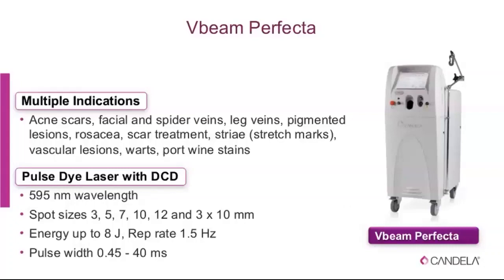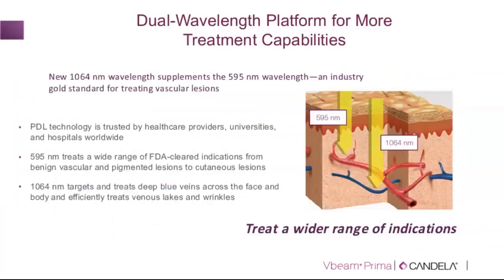So what is different then, since we have the Vbeam Perfecta? Well, so now moving on to the Vbeam Prima. One of the first differences between the Prima and the Perfecta is the addition of the 1064 nanometer Nd:YAG wavelength. So we are dealing in the Vbeam Prima with 2 wavelengths, the 595 nanometer pulse dye and the 1064 nanometer Nd:YAG, which, as I explained earlier in one of the slides, that the longer the wavelength, the deeper the penetration.